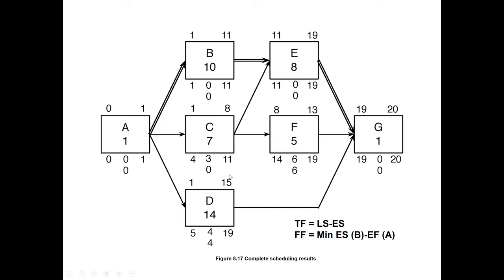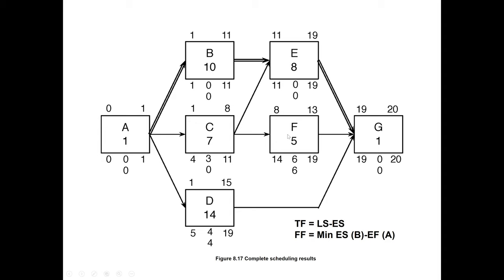And D is going to finish on 15 and G is going to start on 19. So there are 4 days available with the project manager that he can delay this activity without affecting the starting time of the following activity. Similarly, total float gives the time available with the project manager without affecting the completion time of the project.